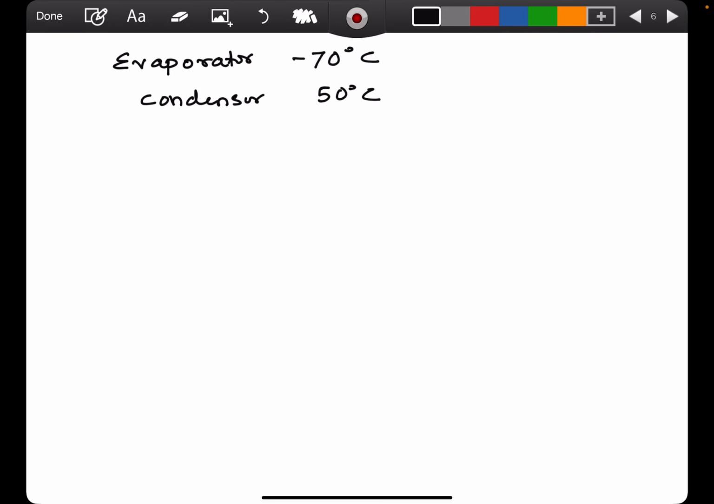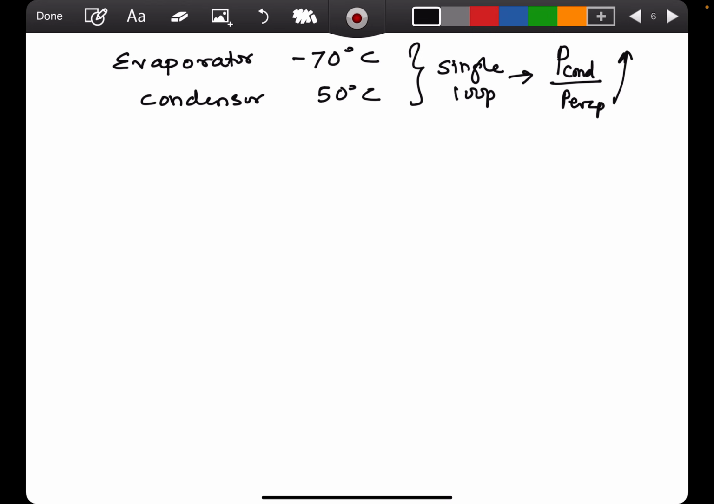Now, if you use a single refrigerant and a single loop, the problem is that it will have to operate at a very high pressure ratio. Pressure ratio means the condenser pressure to the evaporator pressure. This ratio becomes extremely high and unmanageable if we use a single loop.